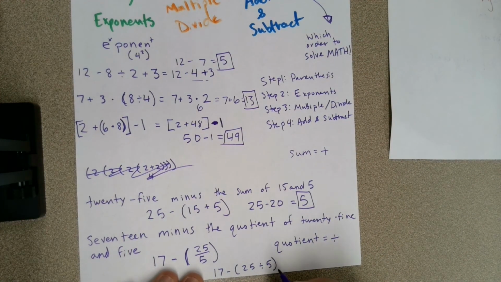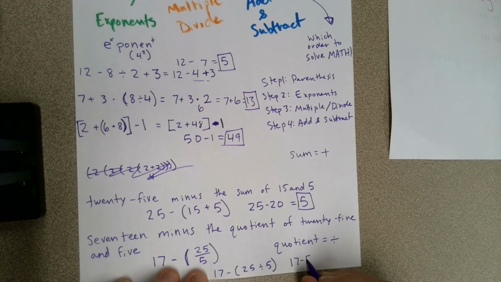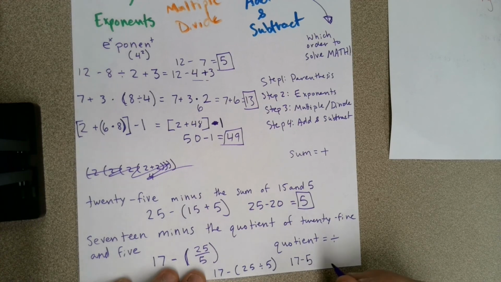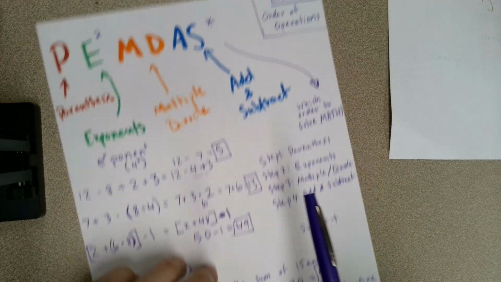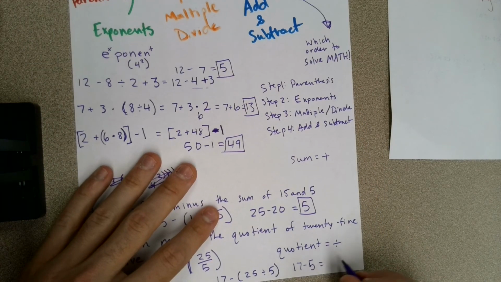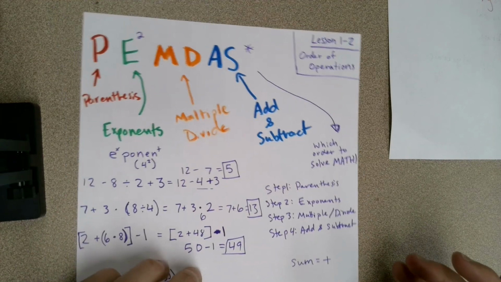25 divided by 5. Easy math. We're doing our parentheses first. 25 divided by 5 is 5. That brings us to 17 minus 5. Do we have any multiplication division left? No, we don't. Add and subtract equals 12. That's our final answer right there.